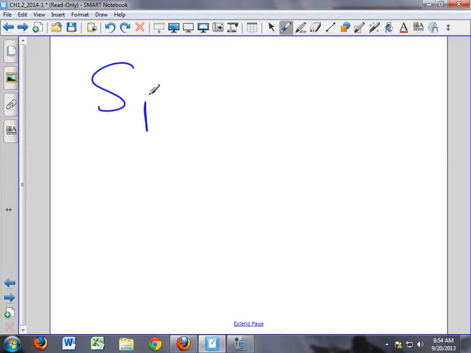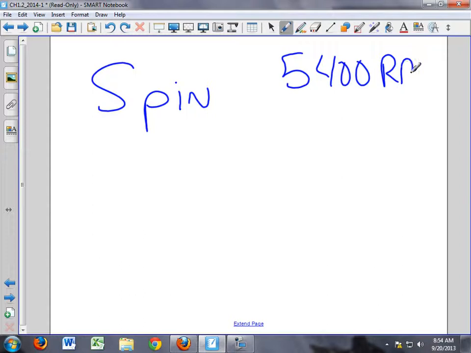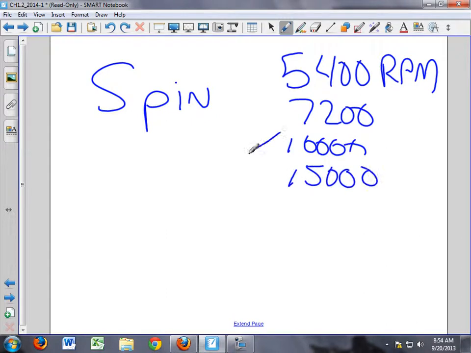Some of them spin. Most of them spin, at very high speeds. These are server speeds, really. But most of your hard drives spin at 5,400 revolutions per minute or 7,200 revolutions per minute. Is this faster than this? Yeah, the faster it spins, the faster, theoretically, it can get data off the hard drive. So if you've got a faster drive, it can access it and load it to the CPU faster.